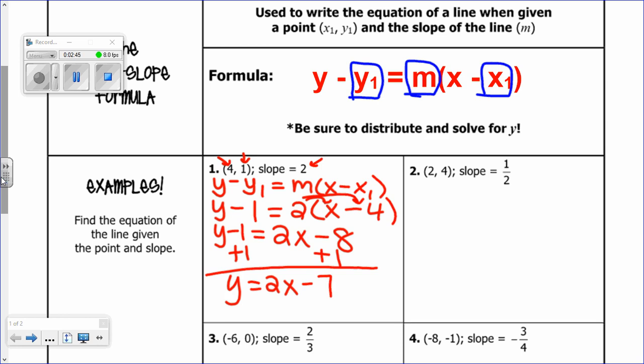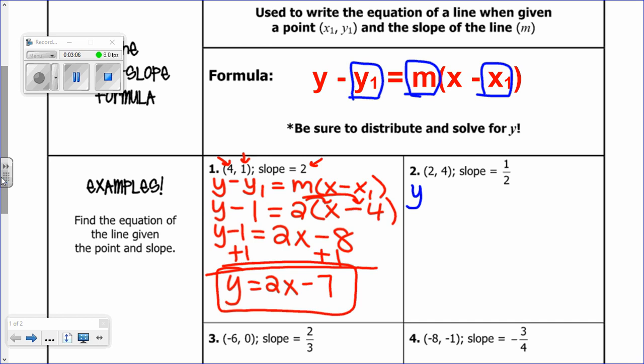So now this is the equation of the line that has a slope of 2 that goes through the point 4, 1. Okay. All right, let's try it again. For number 2, we have a point of 2, 4 with a slope of 1/2. So we're just going to plug that information into the point slope formula.